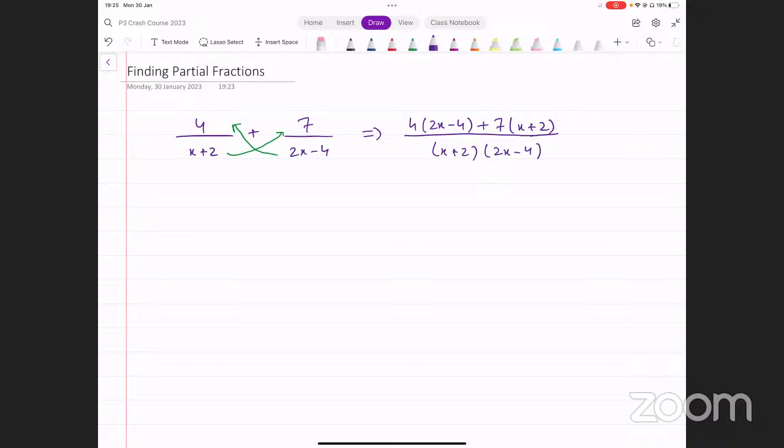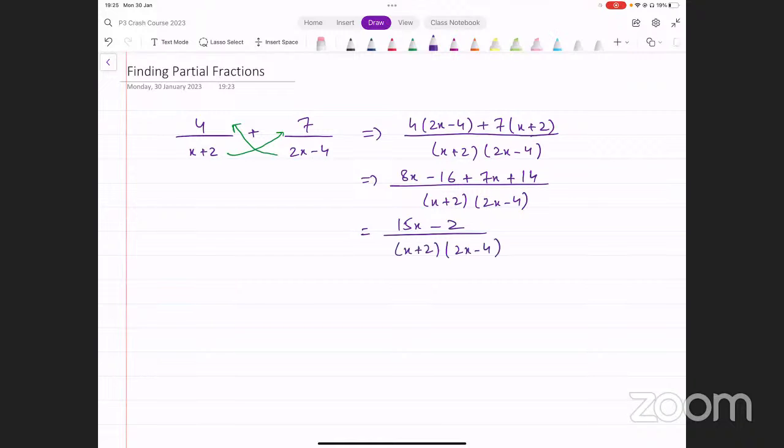All right. Now let's simplify this. This gives us 8x minus 16 plus 7x plus 14 whole divided by x plus 2 into 2x minus 4. Let's not simplify the denominator for now. We'll figure out later why. Let's just simplify this. What do we get from this now? 8 plus 7, that is 15 times x, minus 2 divided by x plus 2 into 2x minus 4.